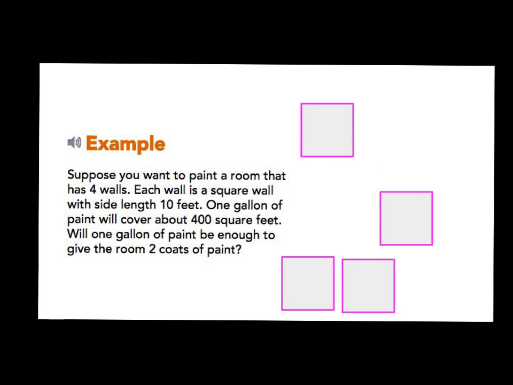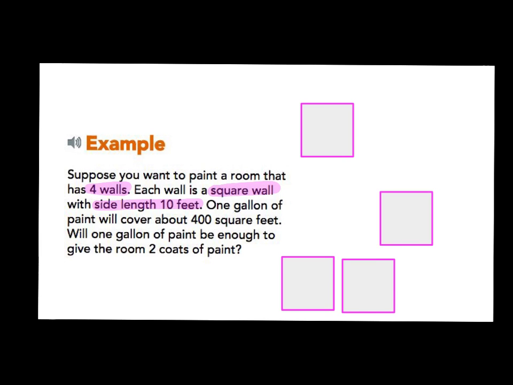Last couple examples. Now we have some sort of real-life examples, so to speak. Suppose you want to paint a room that has 4 walls. Each wall is a square wall, and if it's square, that means all the side lengths are exactly the same. And the side length of each wall is 10 feet.